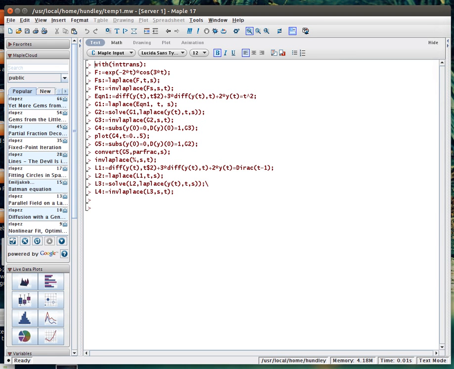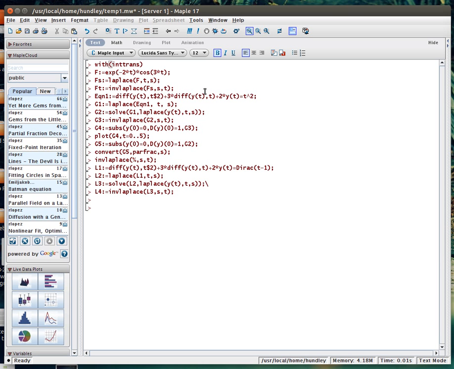So this is a short video on how to use the Laplace transform in solving some differential equations and also some other things. So I've got a few commands already here, but let's take a look at the main one at the top. When we're dealing with the Laplace transform, we want to include integral transforms in our command. So that's with inttrans.